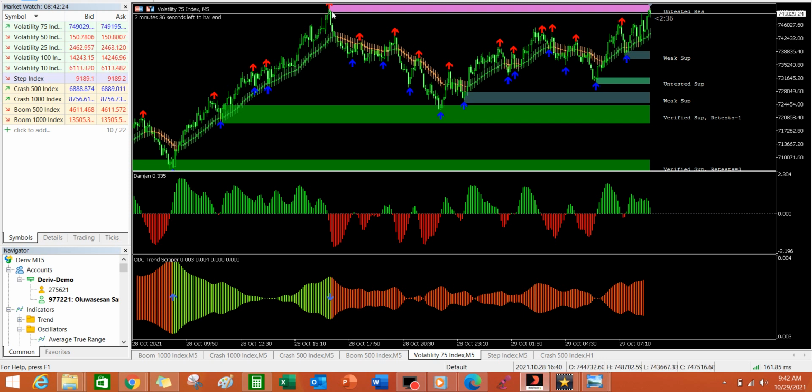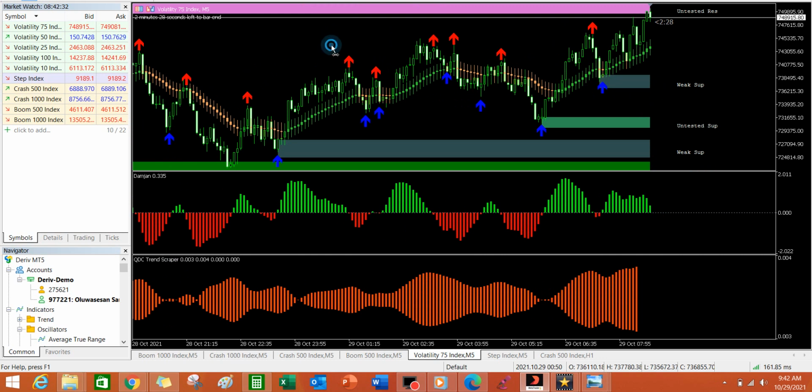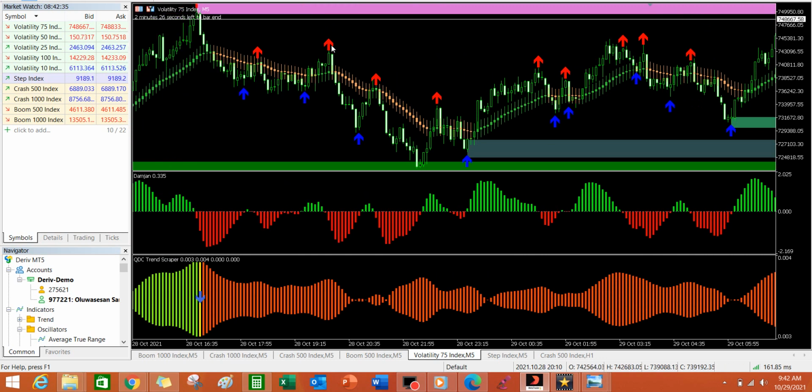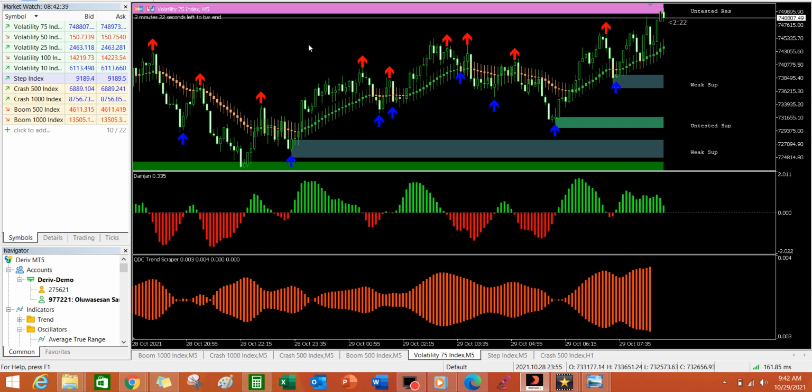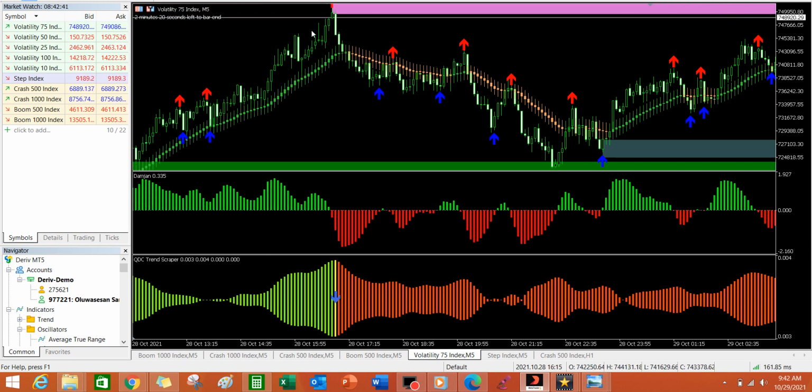For instance, here is a bearish engulfing. You can see the bullish pattern. Probably I should zoom out a bit so that you get to see it. Let me zoom out a bit. I am not prepared for this, but okay, now check it out.